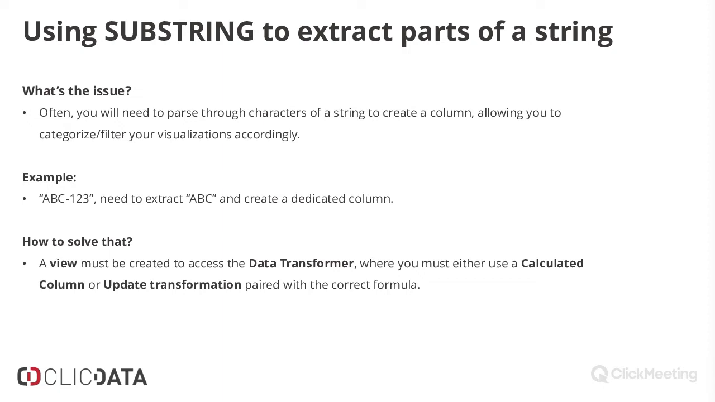And so how do we do that? After your data has been imported, what you can do is create a view to access our data transformer, where you can either use a calculated column or an update transformation. The choice is yours. A calculated column would create a new column retaining the original column that you had. The update transformation would replace the existing column with the new contents, depending on your formula.